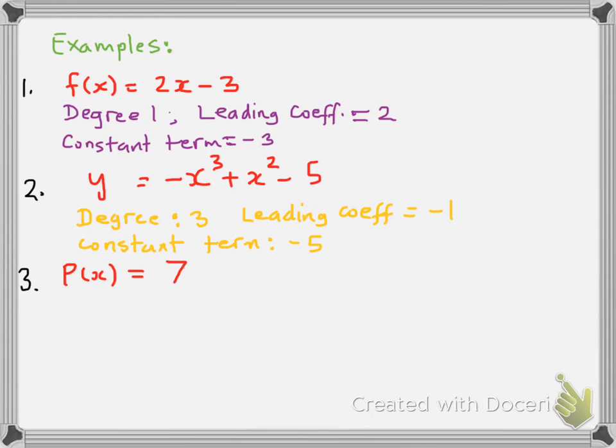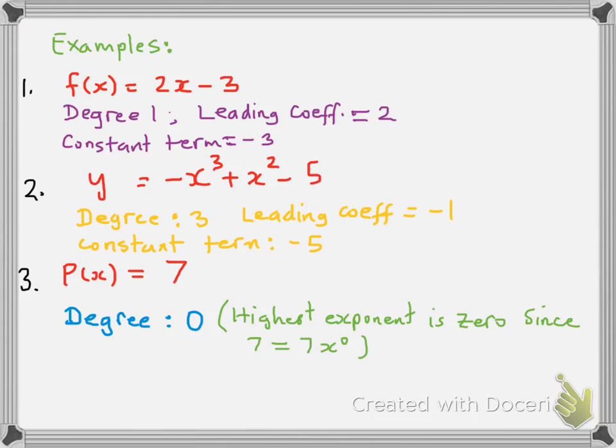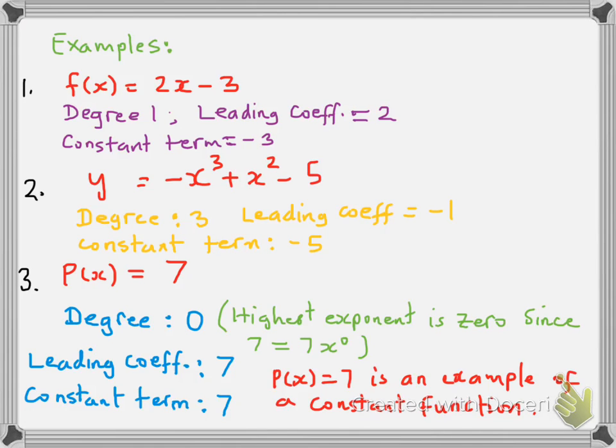And for this third one, p of x equals 7, this one is a constant function. It's only made up of a constant, equal to 7. It's a polynomial of degree 0. And the reason is because the highest exponent is 0. You can write 7 as 7x to the power 0, right? That's the highest exponent. That's why it has a degree of 0. The leading coefficient is 7. The constant term is 7. And p of x is an example of a constant function, right? P of x equals 7.